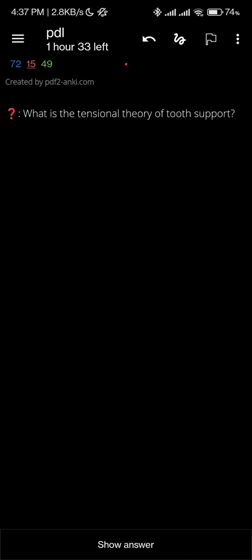What is the tension theory? The principal fibers are responsible for the major role of providing support to the teeth and transmitting the masticatory forces to the bone.